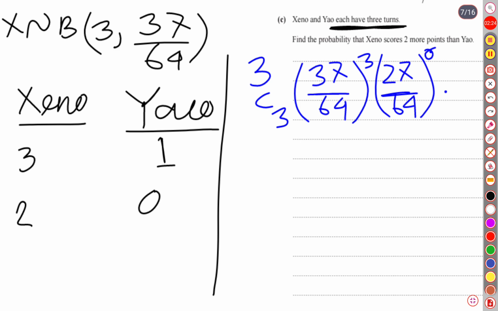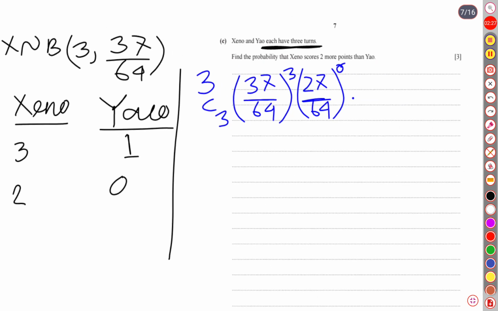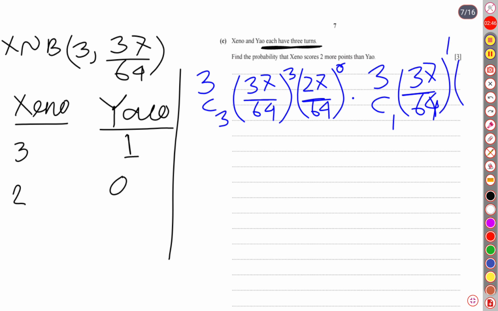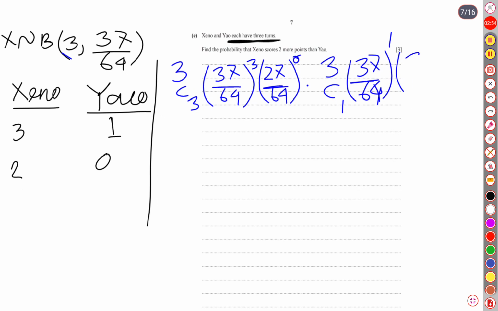Then for Yao, out of three experiments he succeeded once. So it is going to be 3 choose 1. He succeeded once, which is 37 over 64 once. That means the rest, two times, he failed. So it is 27 over 64, how many times? Once, I mean, one success and two failures.